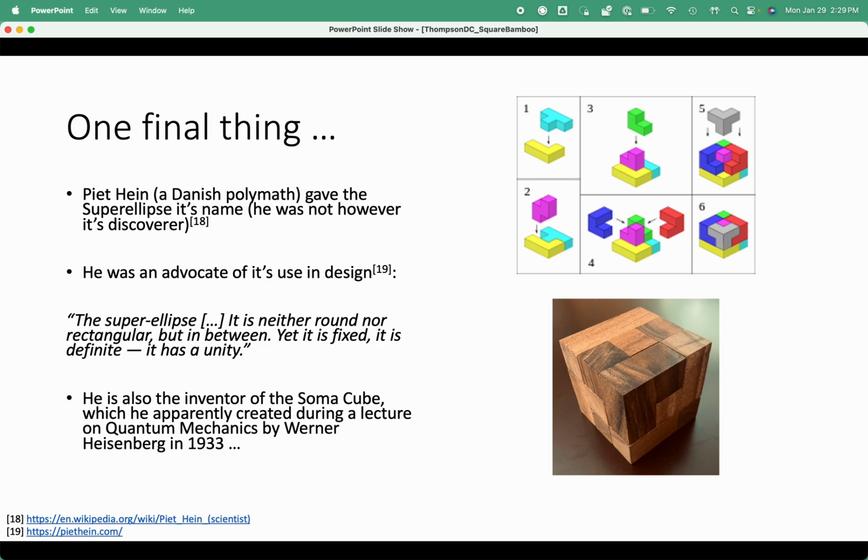Apparently, the idea for the Soma cube came to him during a lecture on quantum mechanics being given by Werner Heisenberg in the 1930s. I found out all of this when I was gifted a Soma cube by my sister around the time I started all of this work, and I thought it was quite interesting that it had another random connection to the superformula that I'd just become familiar with.